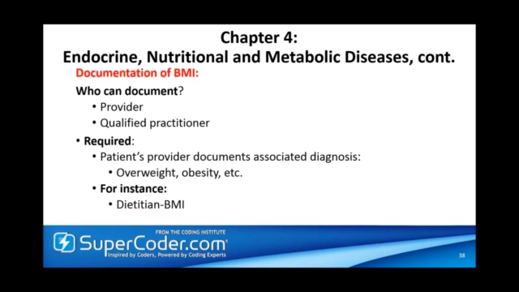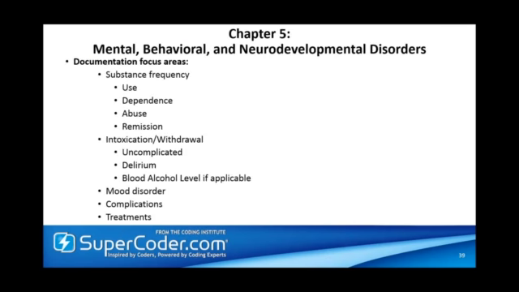Other elements that need to be documented include intoxication and withdrawal, and if it's uncomplicated or if delirium is present. For alcohol abuse, use, or dependence, you should also be able to code the blood alcohol level. Make sure the level is included in the documentation. Mood disorders, complications, and treatments are important to include in this documentation. If there are no complications, your provider should state this fact.